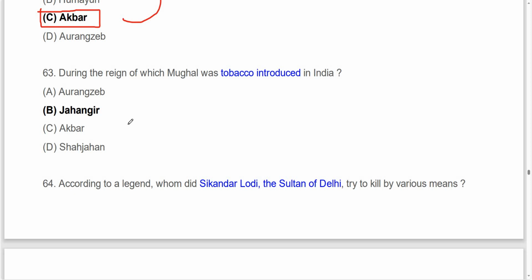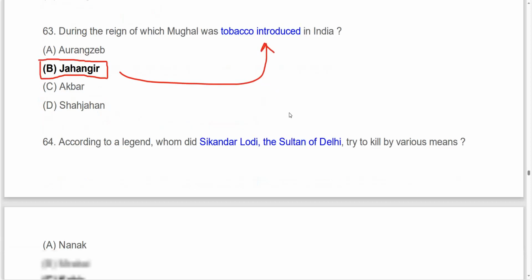Moving on, during the reign of which Mughal was tobacco introduced in India? During the reign of Jahangir, tobacco was introduced in India.